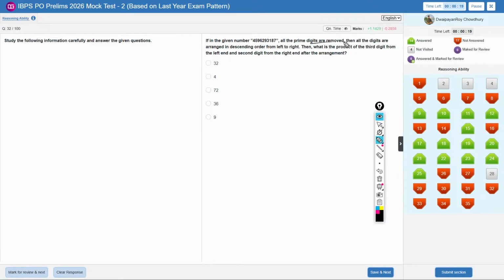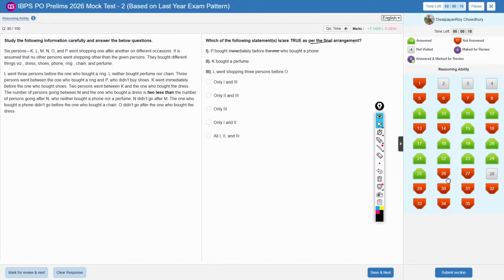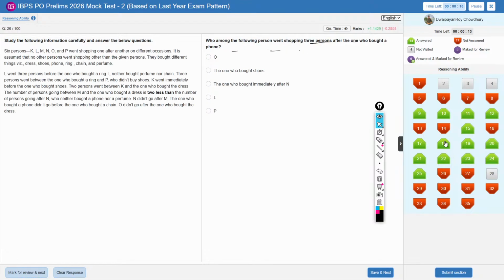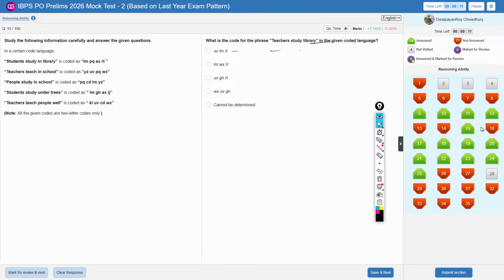If all the prime numbers are removed, then digits are ascending or descending. Okay. Too much work. 6% different occasion. Under teachers, so teachers here and here, so it was UV and Z. Okay.